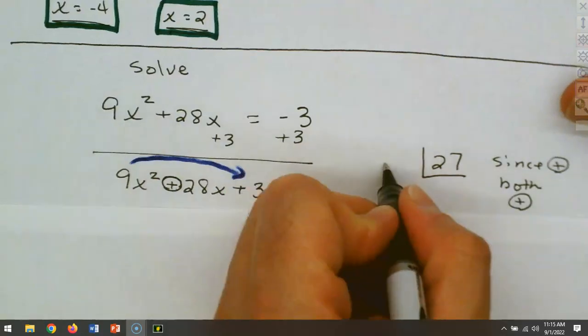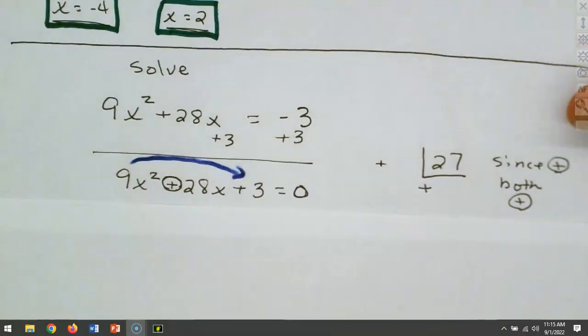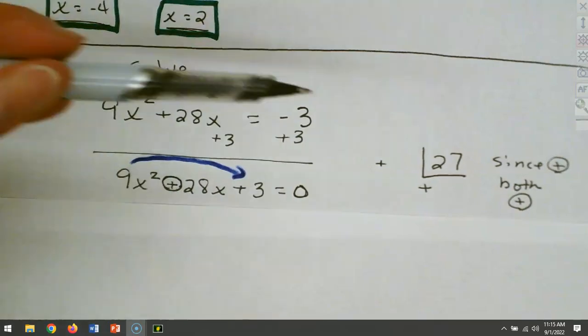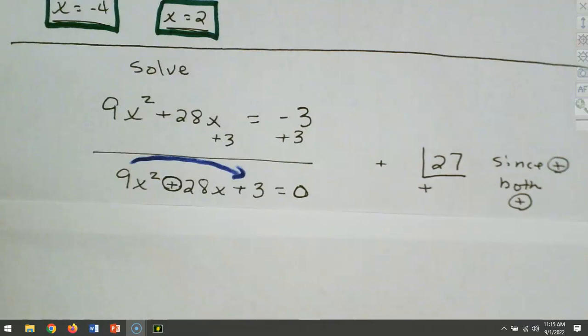What are they going to be? Can someone tell me? Multiply together to give you 27, add together to give you 28. 9 and 1? Well, we need two numbers that multiply together to give you 27, right? Add together to give you 28. How close is 28 to 27? It's off by what? 1.